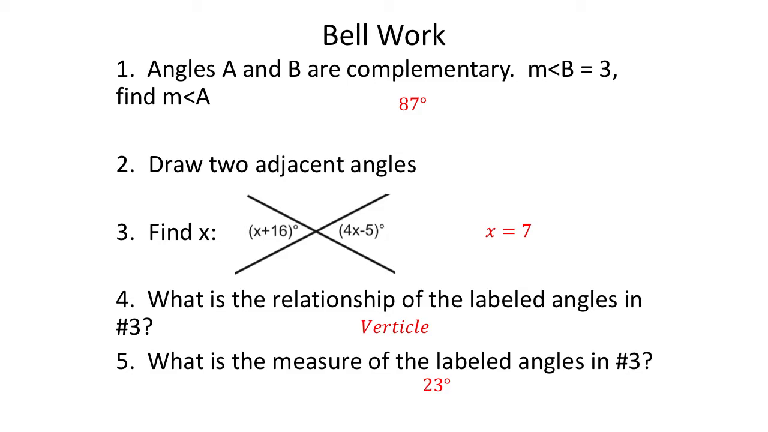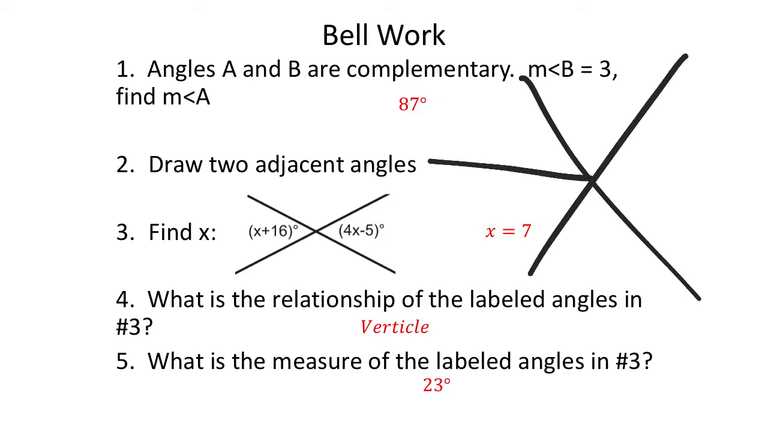2 adjacent angles should look something like this. I mean, you can have a line like this. You could have 2 lines. You could even have 3, but one doesn't have to be connected. Any 2 that are right next to each other, like this purple and this red one.